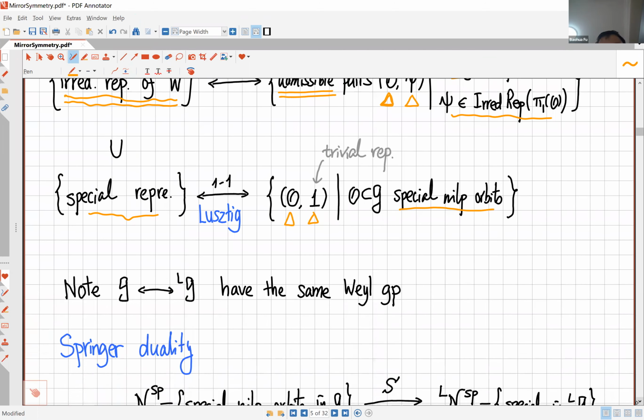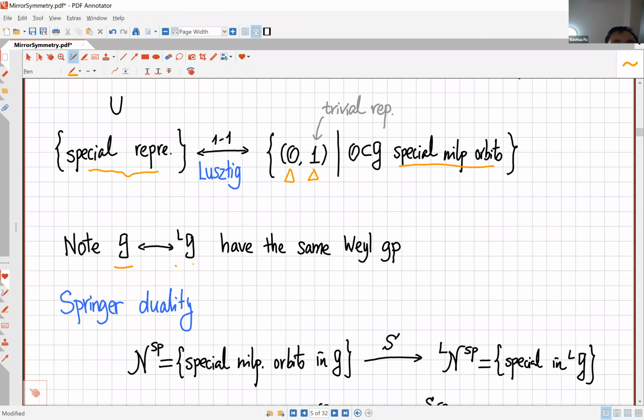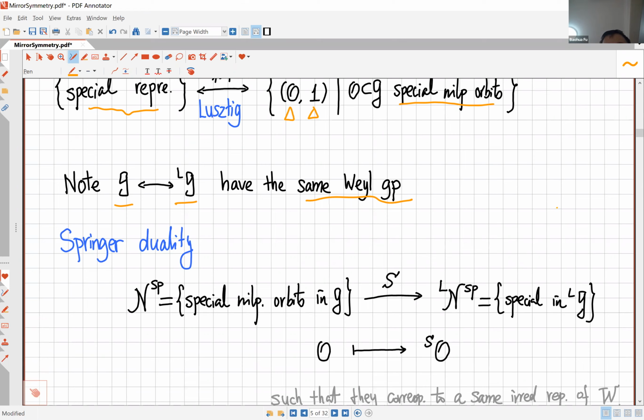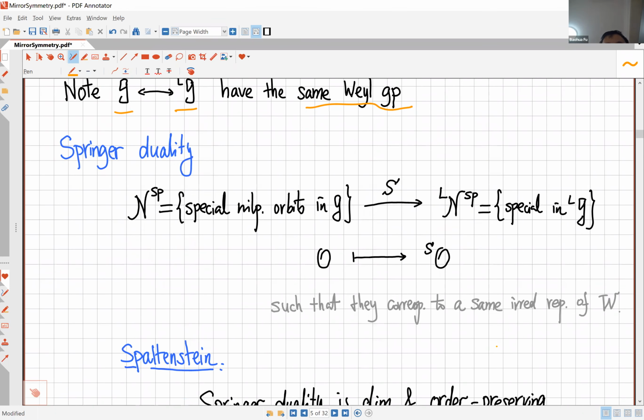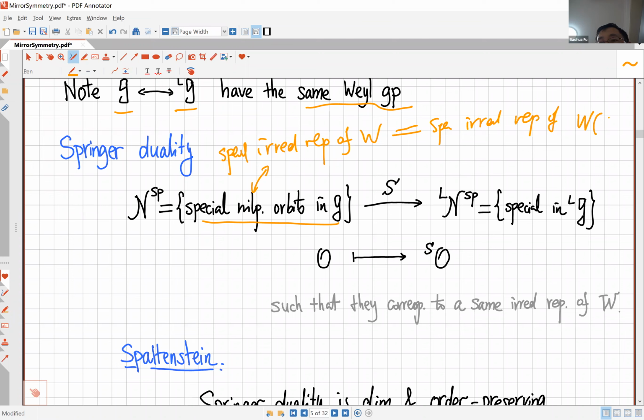And in our case, for the Langlands dual, G and G dual have the same Weyl group. In our case, just type B and type C, so they have the same Weyl group. In particular, the irreducible representations are the same. So this gives you Springer duality. Duality means for any special nilpotent orbit in G, this corresponds to some irreducible representation of W, a special irreducible representation of W. And this is also a special irreducible representation of W of G dual, because W of G dual and W are the same.